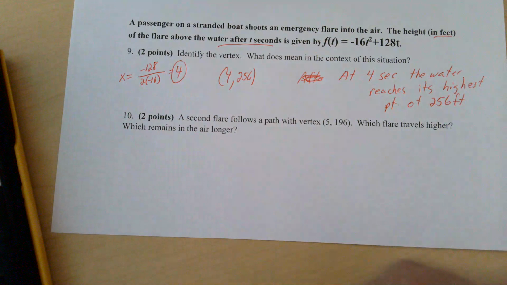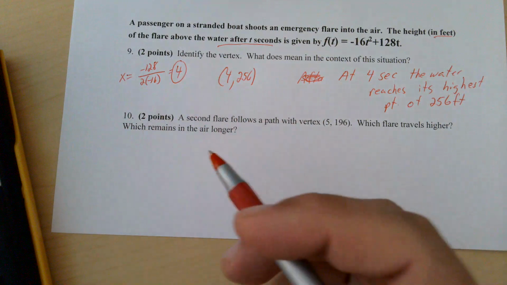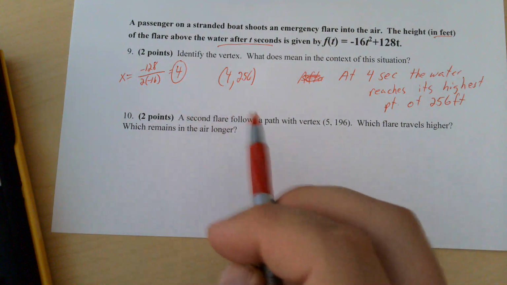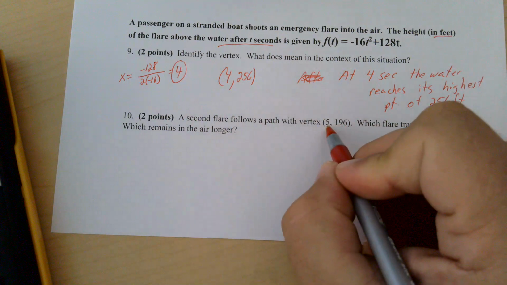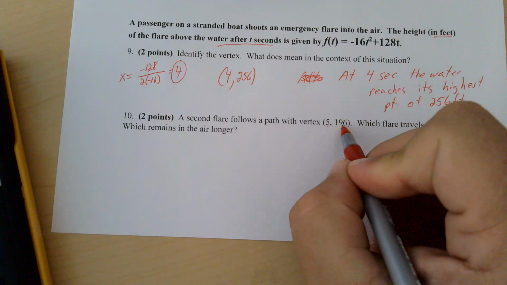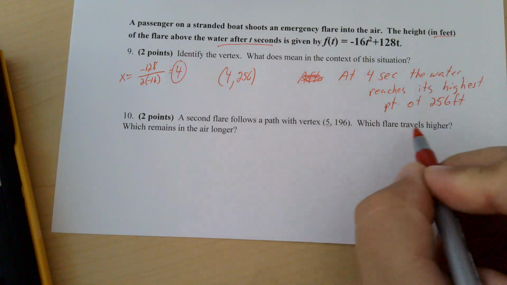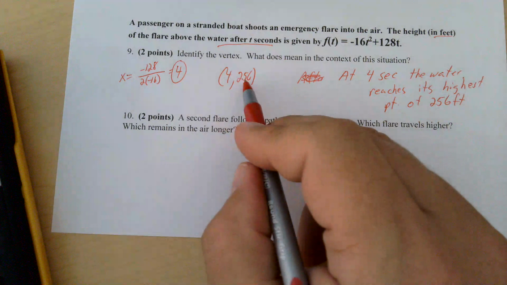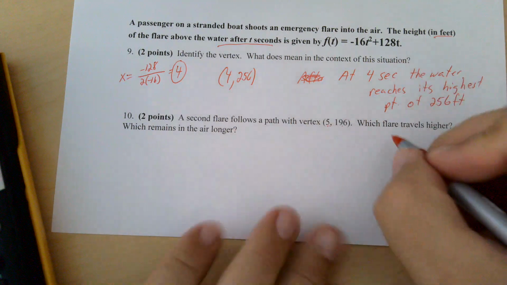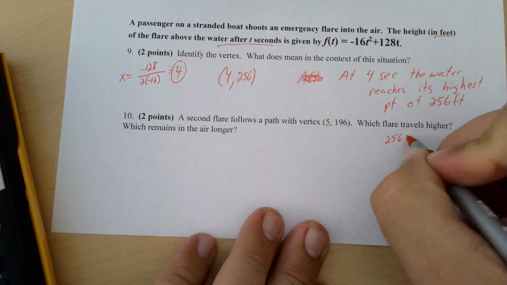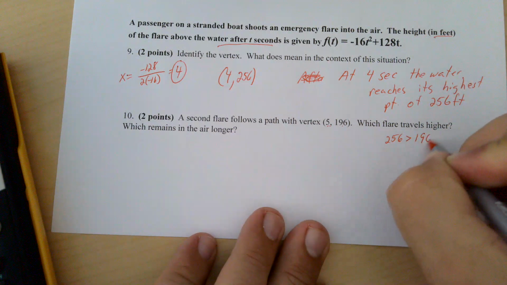Okay, so then we're asked to compare a second flare. They don't give us the rule, but they at least tell us 5 seconds it takes to reach its highest point. So which flare travels higher? Obviously the first flare. We can see 256 is greater than 196.